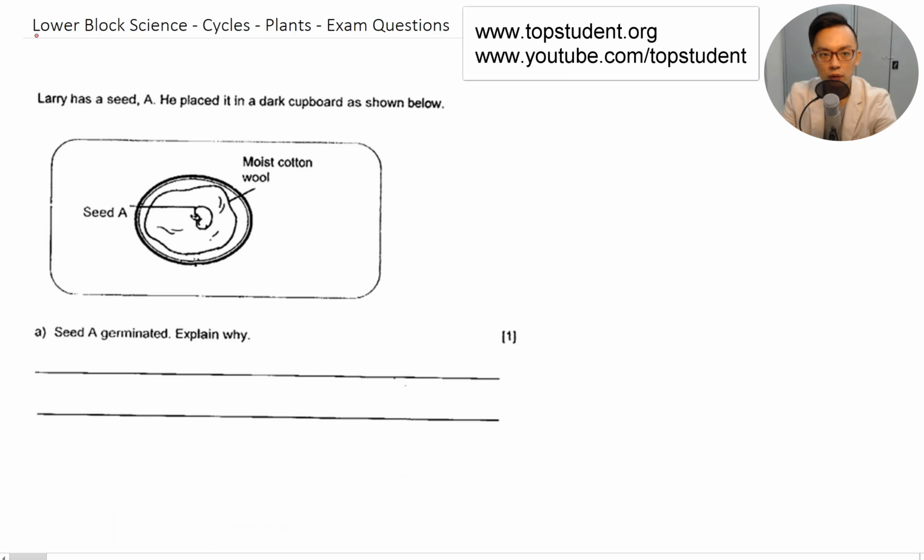In this video, we are going through the lower block science, which is for primary 3 and 4, and the module of cycles. Topic is plants, and we are looking at some of the previous exam questions that have appeared before.